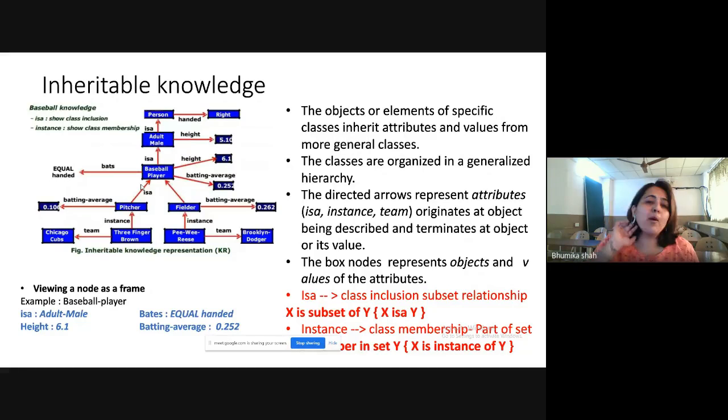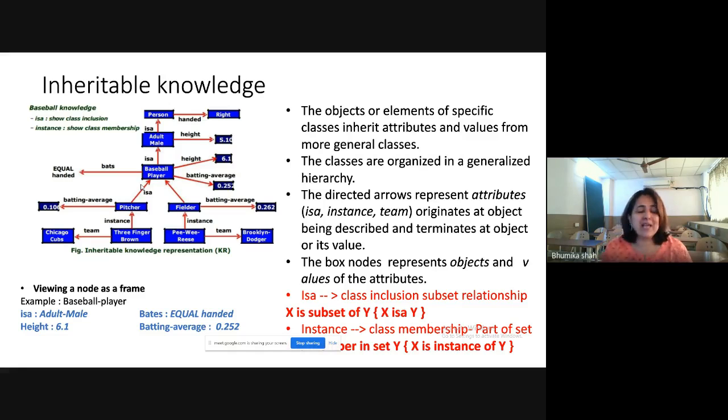Okay. Now talking about adult male, which attributes does it have? Height attribute. What is the value? 5'10". Once again, if I ask you what is the height of an adult male, what should be your answer? 5'10". But if I ask you what is the height of a baseball player, then the height should be 6'1", not 5'10".